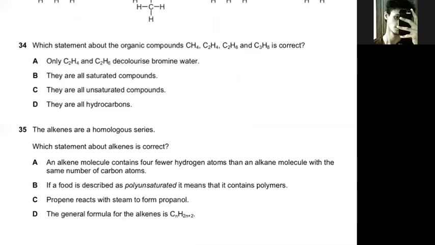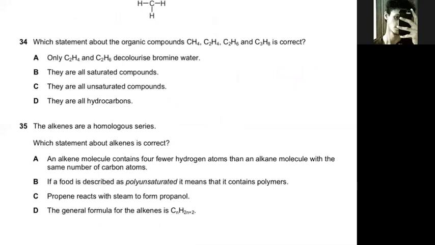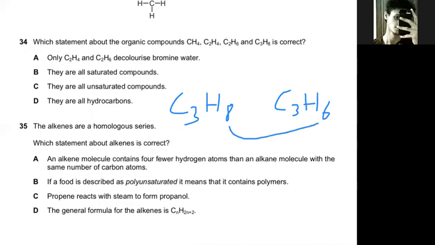The alkenes are a homologous series. Which statement about alkenes is correct? An alkene molecule contains 4 fewer hydrogen atoms than an alkane molecule with the same number of carbon atoms. For this, we'll take an example of propane and propene. Propane is C3H8 and propene is C3H6. There is a difference of only 2, so that's why the first statement is wrong.